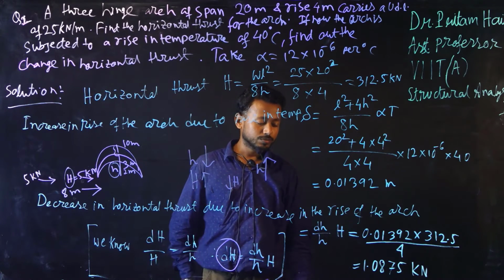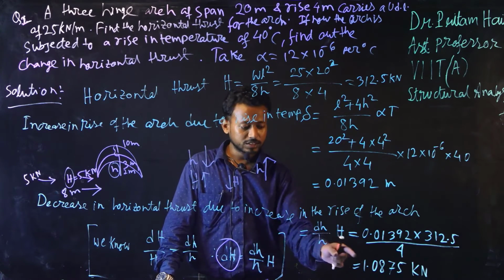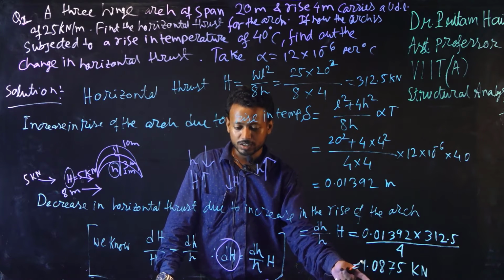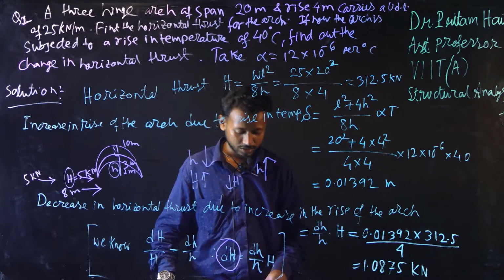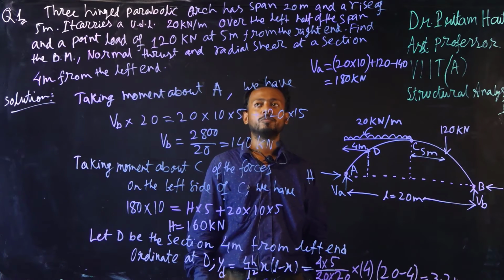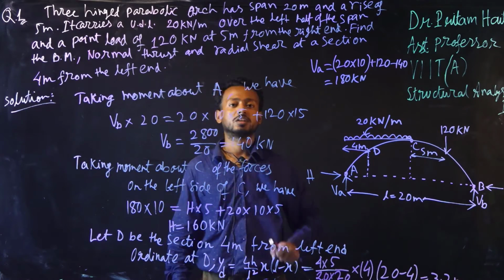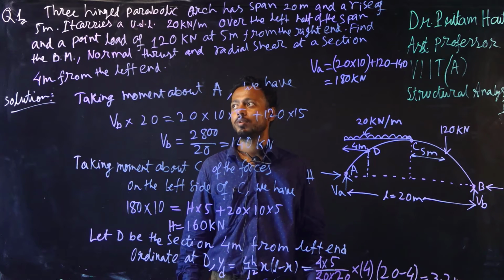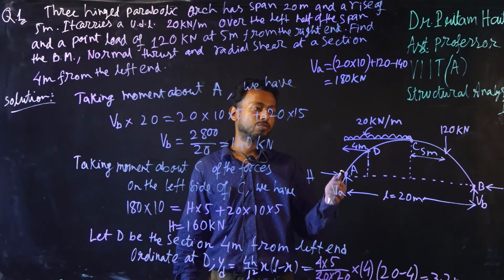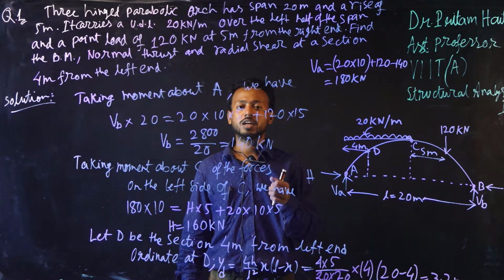Okay, so this is the decrease in horizontal thrust due to increase in the rise of the arch. Fine. So let's start the numerical problem on normal thrust and radial shear. I have discussed the background theory of normal thrust and radial shear of the arch. Now I will start the numerical problem.